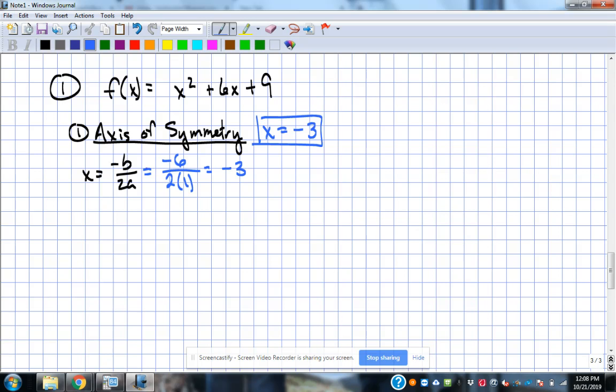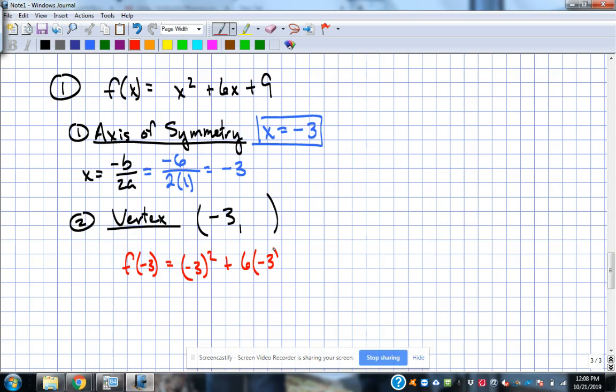The good thing about that is that for the next thing, I get a little shortcut because I already have half the vertex. I know the x value of the vertex is negative 3. And all I got to do is find the y value of that. So to find the y value, what do I do with negative 3? I just plug it into the problem. Now, if we do that by hand, we'll do that first, and then I'll show you how to set your calculator up to do this. So that'd be 9 minus 18 plus 9. It ends up being 0. So we get a vertex at negative 3, 0.